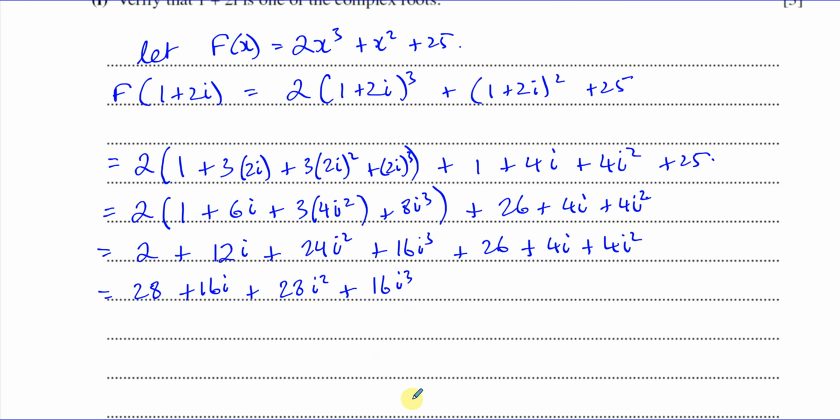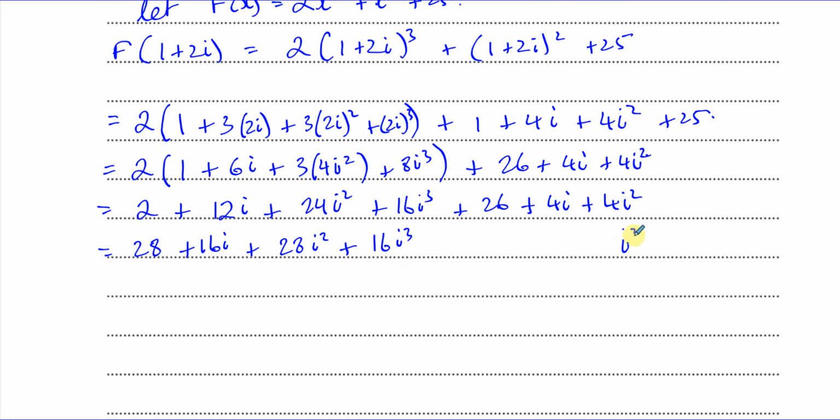Okay. So now what we know here is that i squared is equal to minus 1 by definition, right? Because we know that the square root of minus 1 is equal to i. So i squared is equal to minus 1. So what I can do is say this is 28 plus 16i plus 28 times minus 1 plus 16 times i times minus 1, because it's like i times i squared.